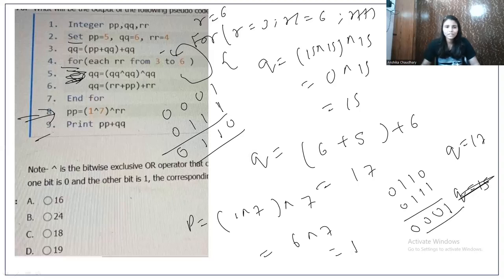So at the end of the day, we need to print P plus Q. So P is 1 plus Q was 17, right? Q was 17. So 18 will be the correct answer over here. So 18, option number C is the correct answer over here. I hope it makes sense. I hope it is clear to you. So let's move on to the next question now.